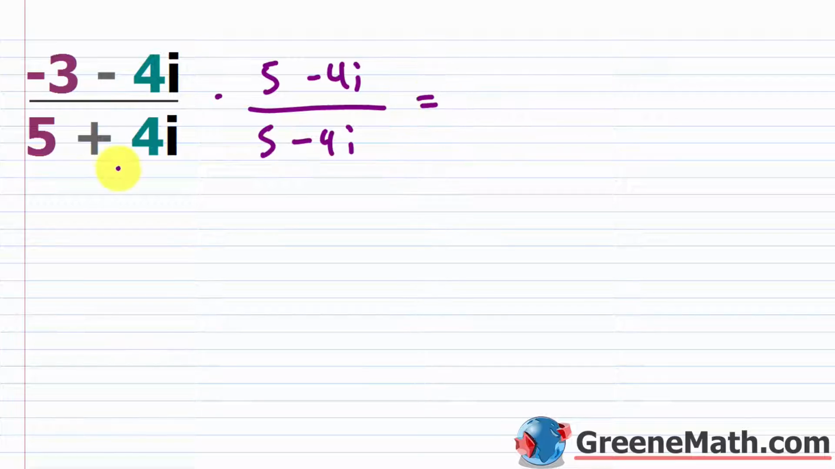So in the denominator, again, I can just take this. 5 squared is 25, plus this 4 squared, that's 16. So this ends up being 41. So that's the denominator now.